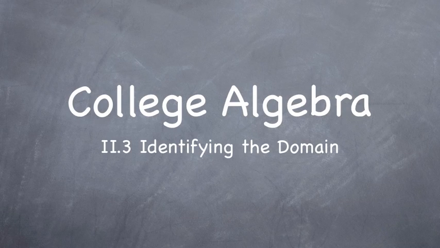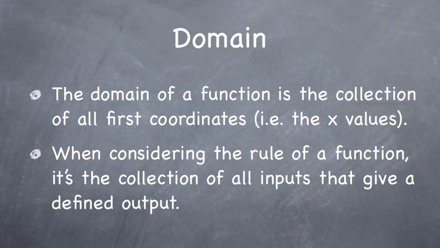This is lesson 2.3 on identifying the domain. So recently we introduced a couple of different ideas. We talked about relations. We said that a relation is just a collection of ordered pairs. We also talked about a special type of relation called a function. A function is a relation where we don't have any repeats of the first coordinate, or we'd like to think of it as the x-coordinate.